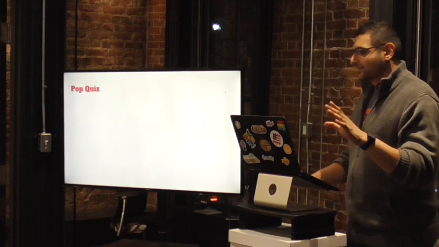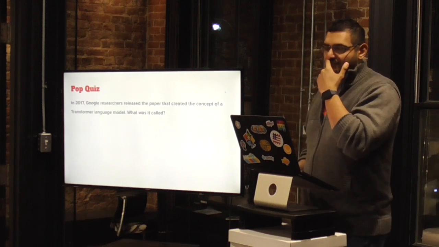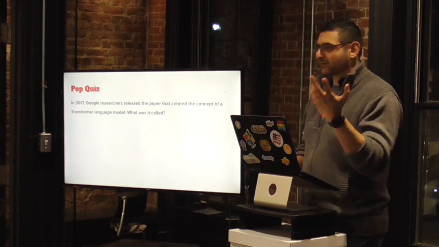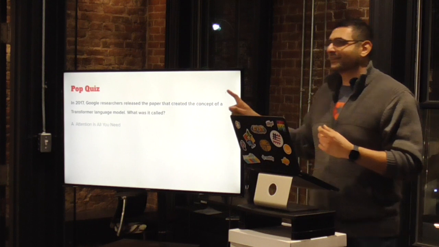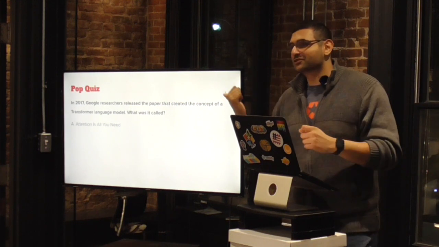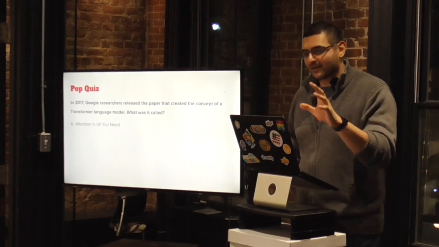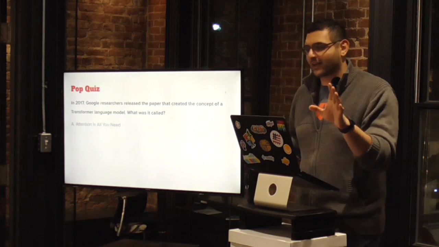All right, pop quiz. In 2017, Google researchers released the paper that created the concept of a transformer language model, or just a transformer model in general. What was it called? Now this is a hallmark. This was a really big deal. It revolutionized all the AIs. This is a whole different way of doing AI. It's why all the AIs are getting good now, this one paper with a whole different way of doing AI.